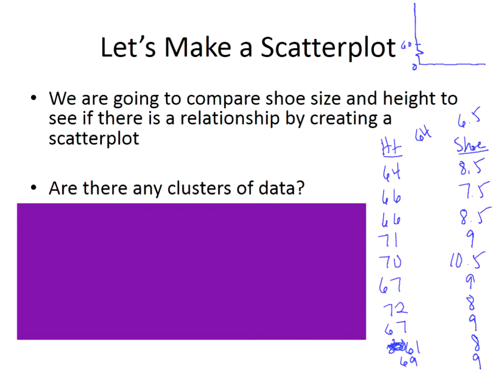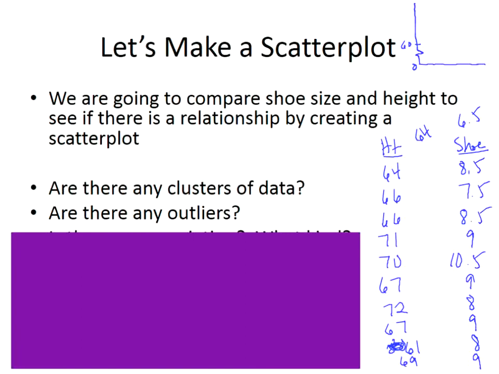The other question here is, are there any outliers? Are there any that kind of stick out a ways? Okay, which one? They aren't really part of the thing. 8.5 and 10.5. The 70 and 10.5? 6.5. Oh, this is 64 and 6.5? The two of those together. That one kind of sticks out a little bit away from everything. Okay.